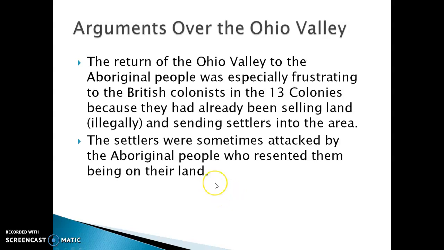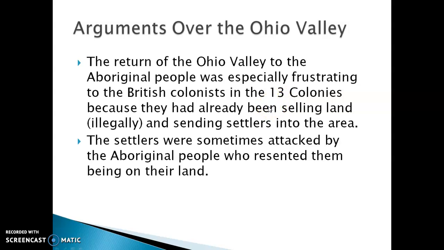So there was lots of arguments over the Ohio Valley. The Ohio River Valley was a very fertile place, but it was owned by the Aboriginal people. So when the Ohio Valley got returned to the Aboriginal people. So the Quebec Act gave the Ohio Valley back to the Aboriginal people. But what that meant is that that really frustrated the British colonists in the 13 colonies, so the Americans.